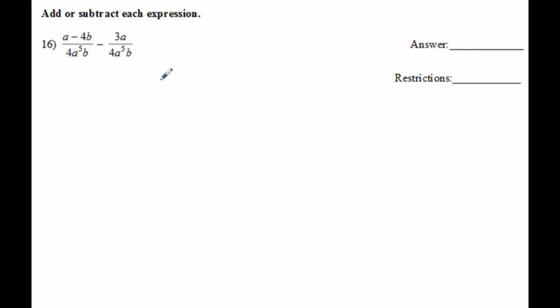Number 16. Now we're subtracting, which means we need common denominators. We do have common denominators, so let's just subtract a minus 4b minus 3a all over our common denominator. And then we've got like terms on top that we can put together. A and negative 3a.